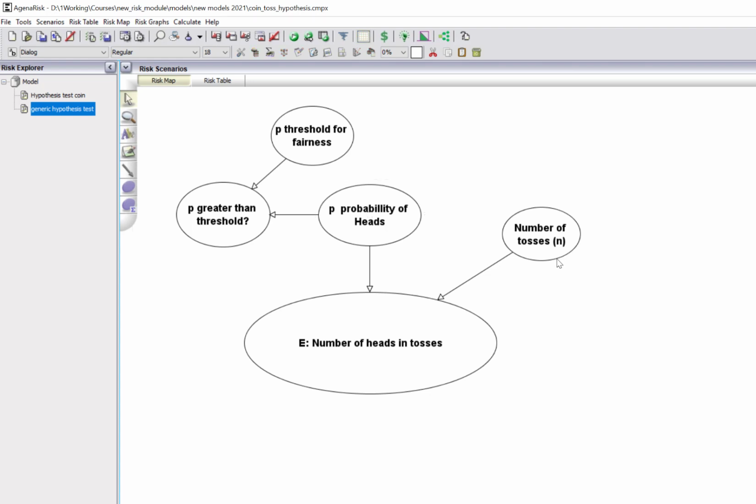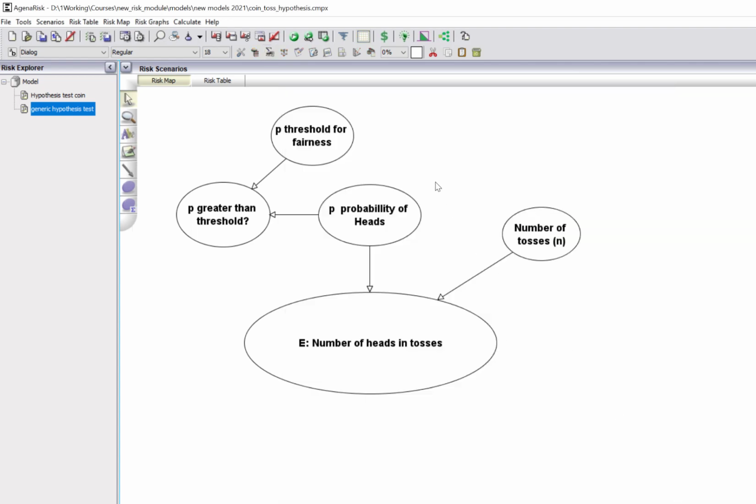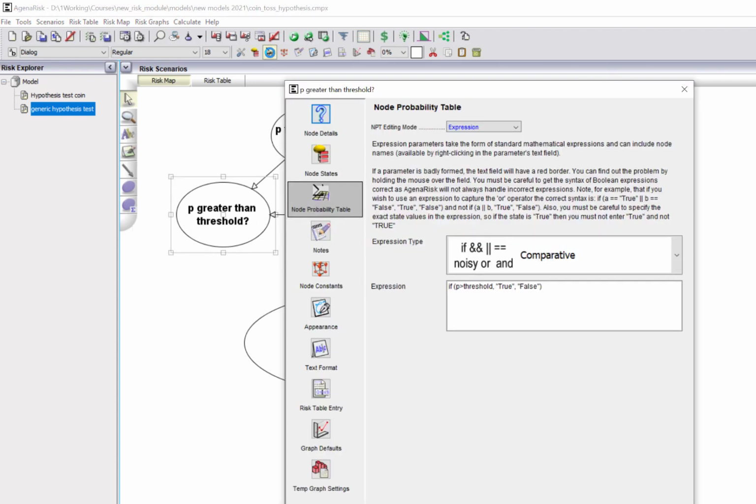The number of heads that you get in n tosses of a coin is clearly dependent on the number of tosses and the probability of heads. So let's see how we define that. You can see it's defined as a binomial distribution where n is the number of tosses and p is the probability of tossing a head. Whether or not we believe the hypothesis that the coin is biased is true depends totally on what we learn about this probability of heads and whether it goes above some threshold. That's why we've defined this node, p greater than threshold, in this way. If it's above the threshold, then it's true, otherwise it's false.